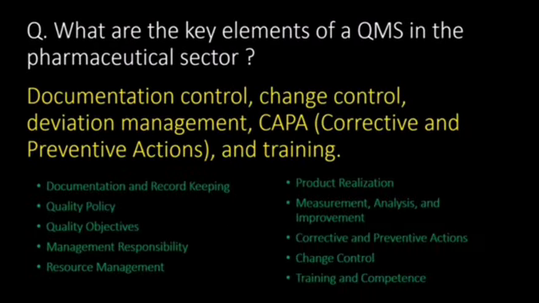What are the key elements of a QMS in the pharmaceutical sector? Documentation control, change control, deviation management, CAPA, that is corrective and preventive actions, and training are the key elements of a QMS. Below is the list of 10 key elements of a QMS in pharma industry.